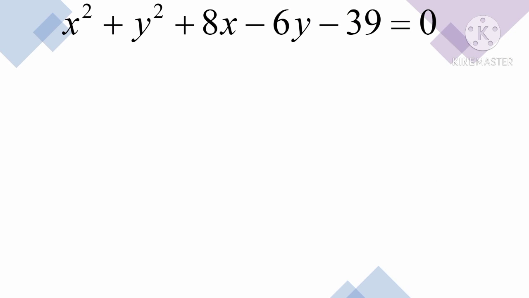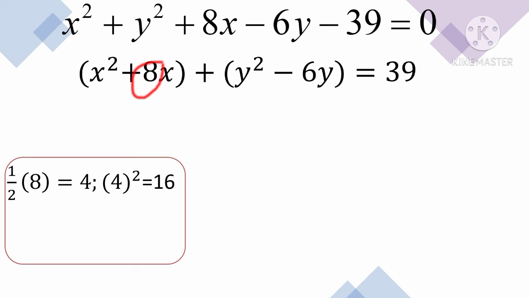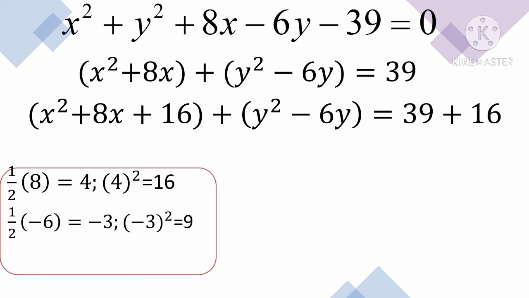So the last example is the general equation of the circle, which is x squared plus y squared plus 8x minus 6y minus 39 equal to 0. As I've said earlier, combine the like variables. In the x part, the middle term is 8, so half of 8 is equal to 4, and then multiply by itself, 4 times 4 equals 16. So since you add 16, on the right side you will also add 16 for the equality property. And then another one is we have y squared minus 6y.